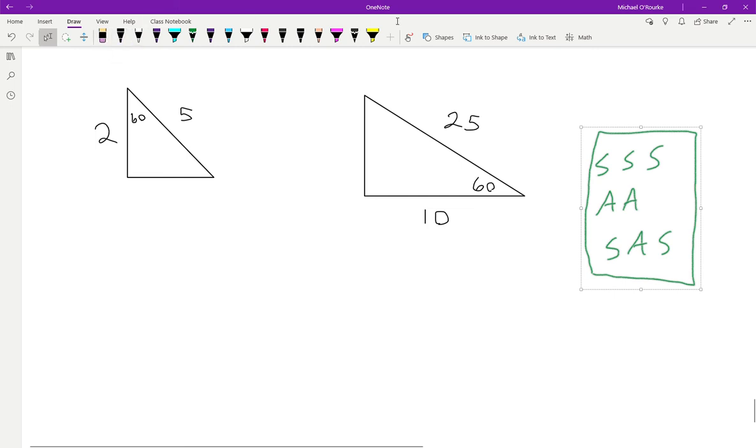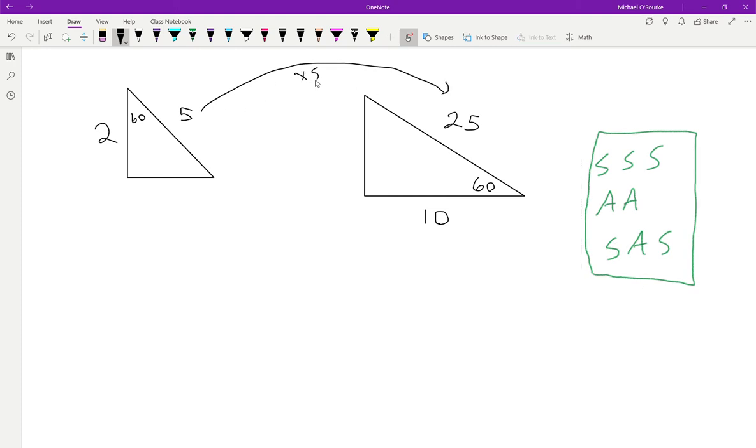Okay, so let's take a look here. First of all, we go from 5 to 25 by timesing it by 5. We go from 2 to 10 by timesing this by 5. So those two sides are similar. Check, check. They have one angle that's the same. But on each of these, the angle is between these two numbers, right? It's between those two numbers.